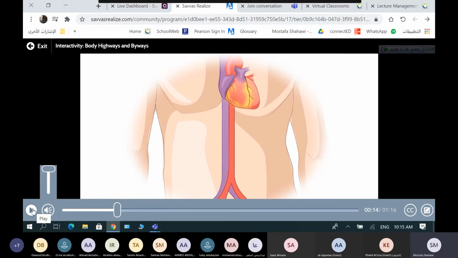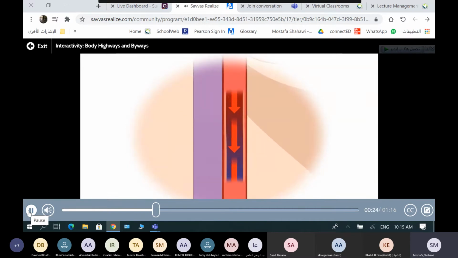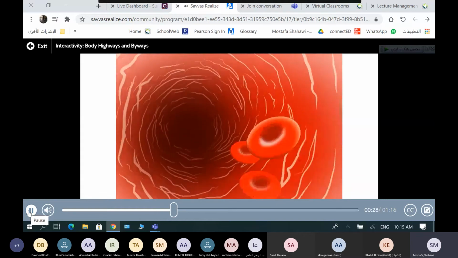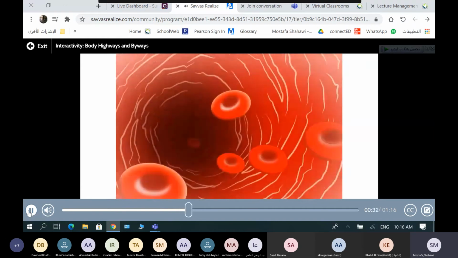Let's see it. Arteries are like the highways where blood can travel from the heart to other parts of the city and towns that are further away. The heart pumps oxygenated blood out of the heart through large arteries. The large artery that takes blood to the lower half of the body is called the abdominal aorta.